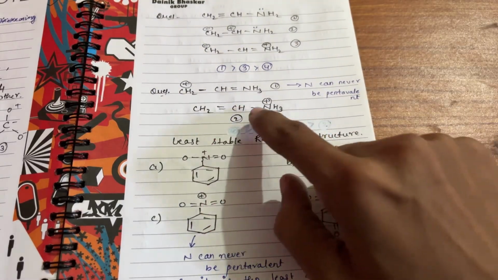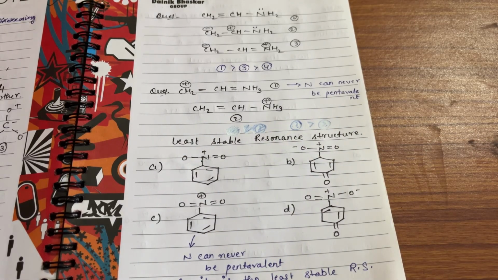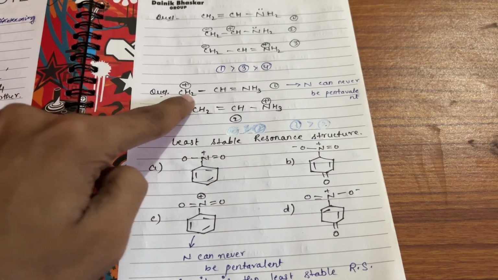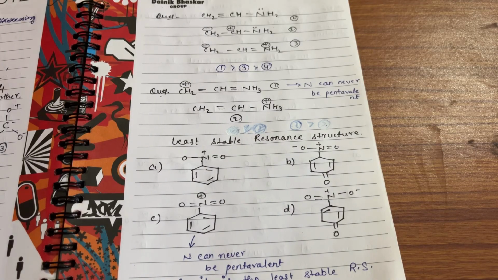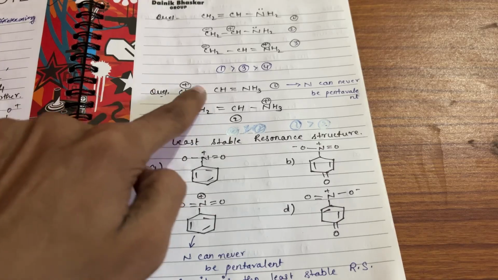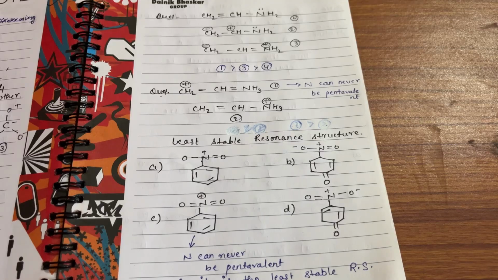But in this case nitrogen is more electronegative than the carbon and carries a positive charge. We have already discussed, whenever the more electronegative atom carries a positive charge, or the less electronegative atom carries a negative charge, that is an unstable species, and it will give the least stable molecule. Nitrogen can never be pentavalent, because if you check in this option, nitrogen forms five bonds, and this can never be, so this molecule does not exist.